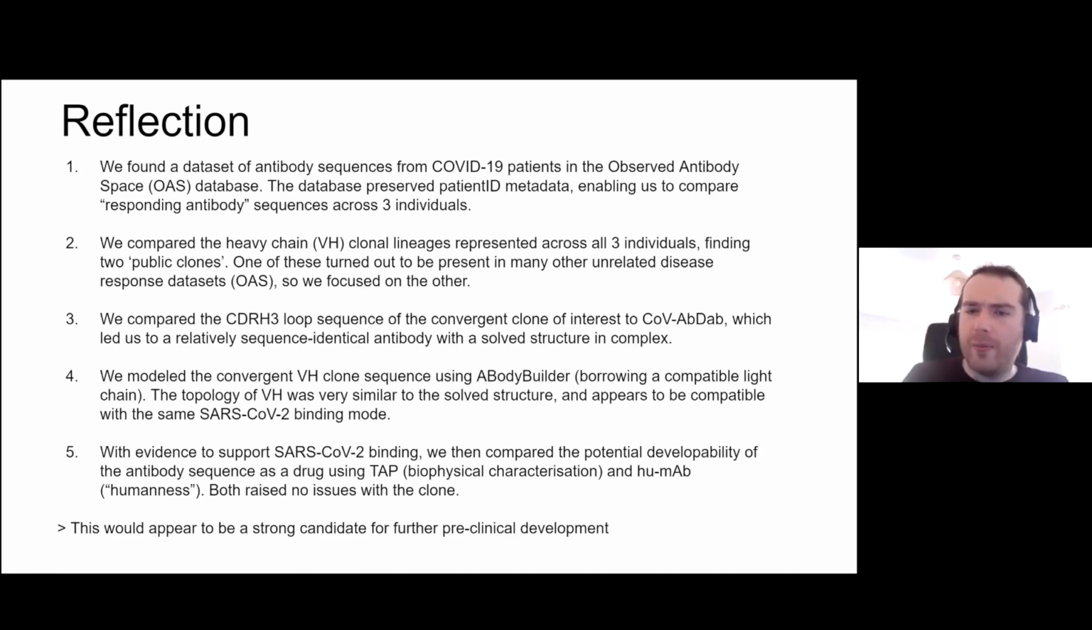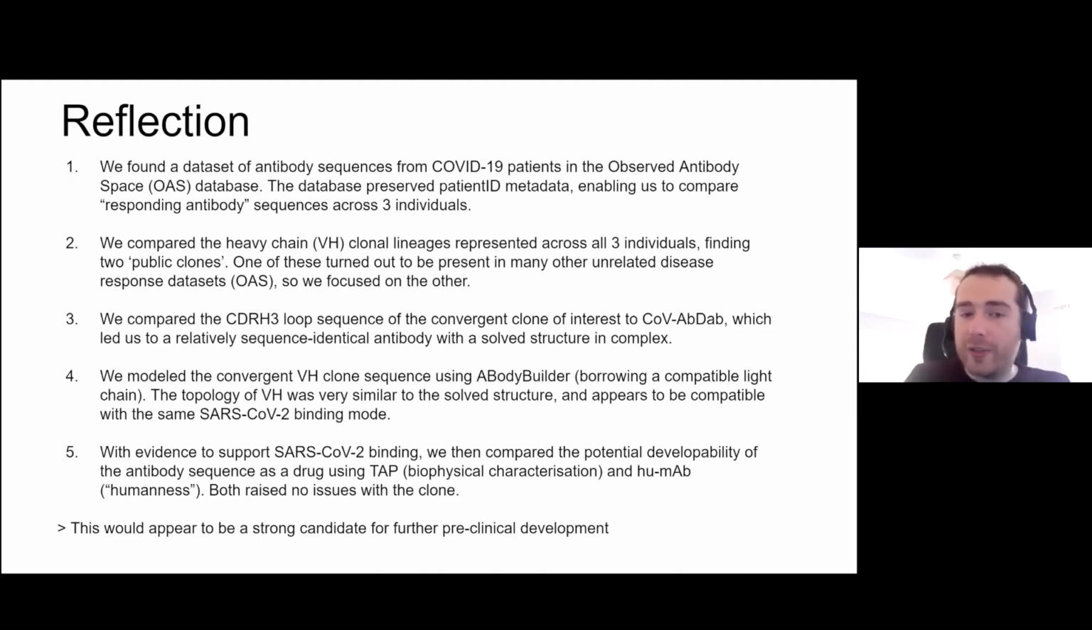We then borrowed a compatible light chain. Again, we only have a heavy chain here. We borrowed a compatible light chain from one of these databases that should pair with this heavy chain, and modeled this VH-VL pair using the ABodyBuilder pipeline.